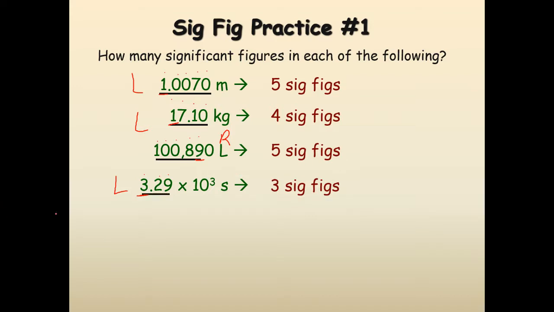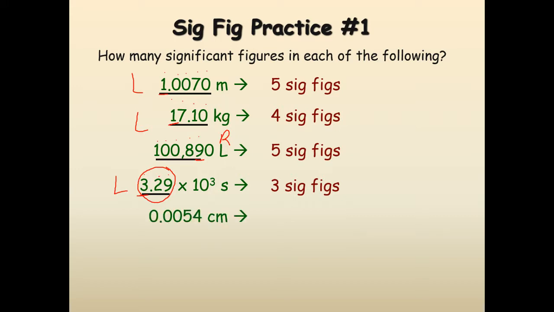Here's the little trick with scientific notation. With scientific notation, your coefficient is always significant. Whatever digits are here, they are all significant. So this could have been 3.29000000000, and every single one of those zeros would have been significant. You would have had to count them. So with scientific notation problems, anything that's in the coefficient, you're going to have to count as sig figs.